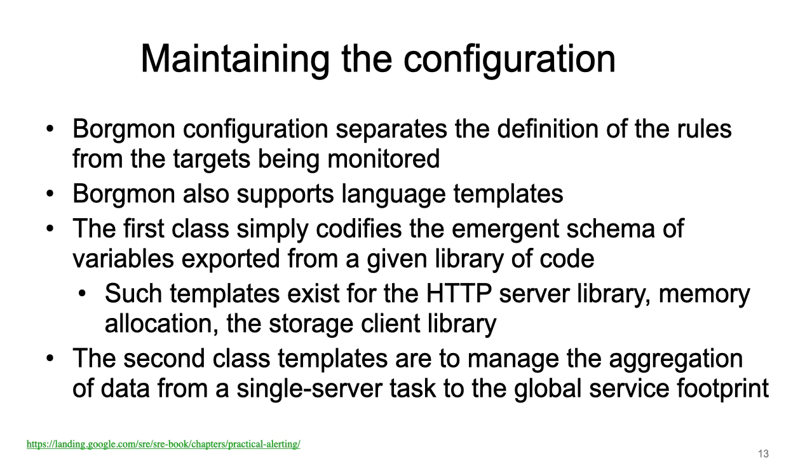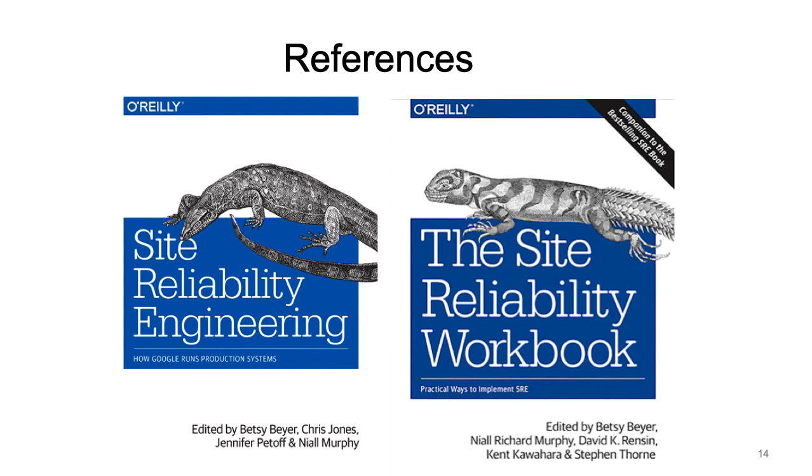Maintaining the configuration. Borgmon configuration separates the definition of the rules from the targets being monitored. It also supports language templates. They have two classes of templates. The first class simply codifies the emergent schema of variables exported from a given library of code, such as templates that exist for the HTTP server library, memory allocation, storage client library, etc. The second class of templates manages the aggregation of data from a single server task to a global service footprint. So, a lot of insights on practical alerting.